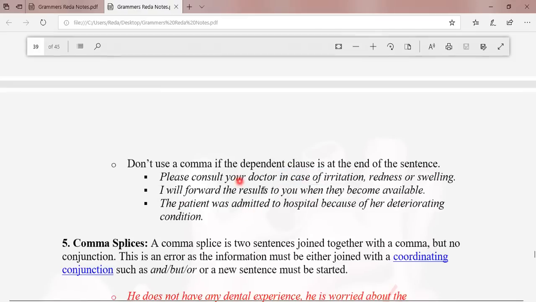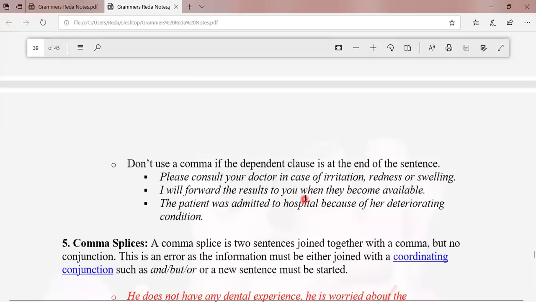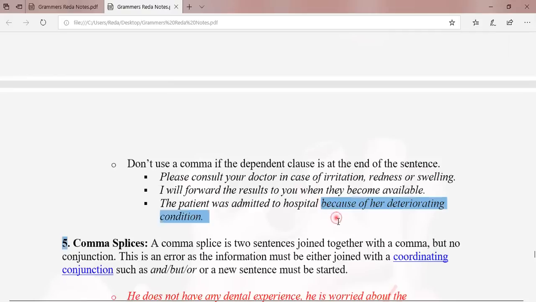I will forward the results to you when they become available. So this is called dependent clause. Why? Because you cannot say it alone. When can you say when they become available? What's them? What's they? So this is called dependent clause. Dependent on what? On the first clause. The patient was admitted to hospital because of her deteriorating condition. So don't forget this.